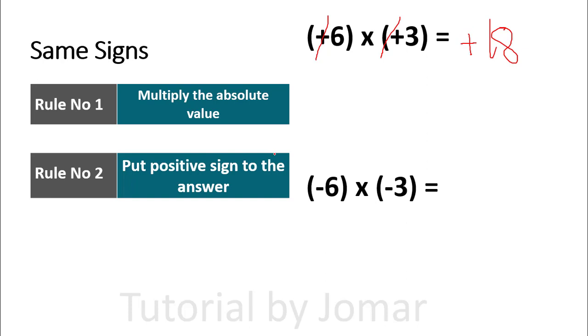Next example, we have negative 6 times negative 3. So, rule number 1, ang gagawin natin is i-multiply natin ang absolute value nila. So, i-disregard muna natin yung sign nila. I-disregard muna natin yung negative. So, we have 6 times 3 is 18. Tapos, sa rule number 2 natin, kapag same sign, ang magiging sign ng answer natin is positive. So, negative 6 times negative 3 is positive 18.